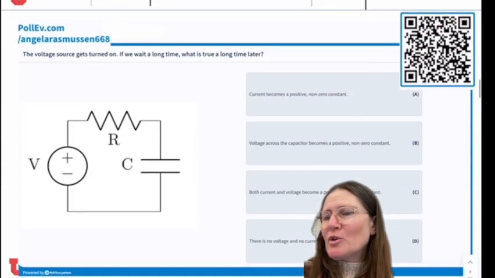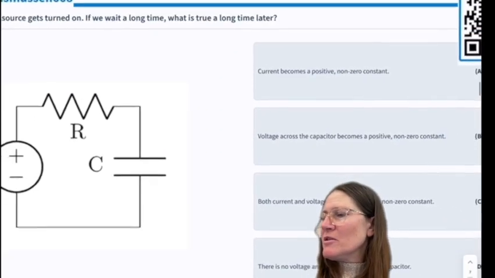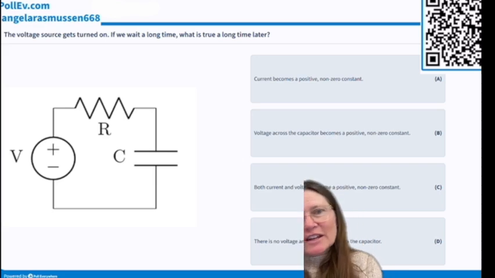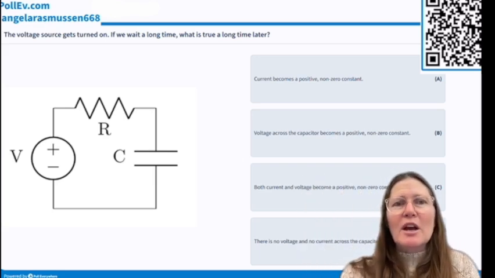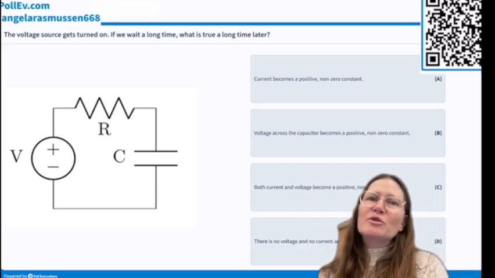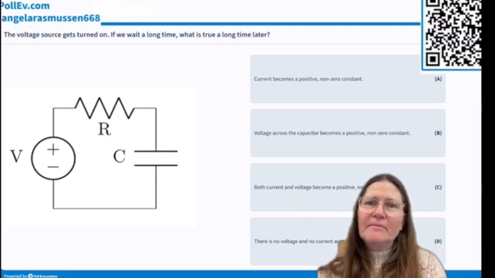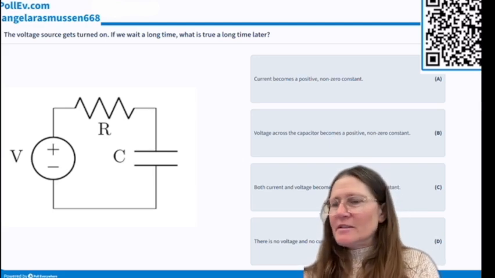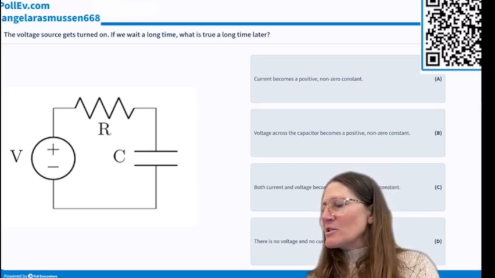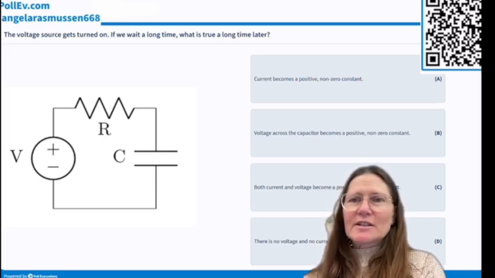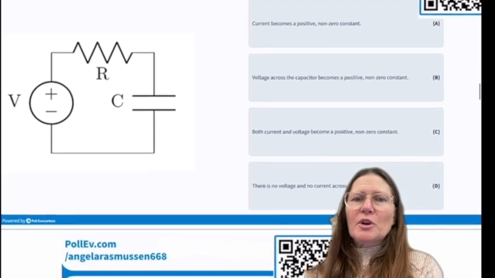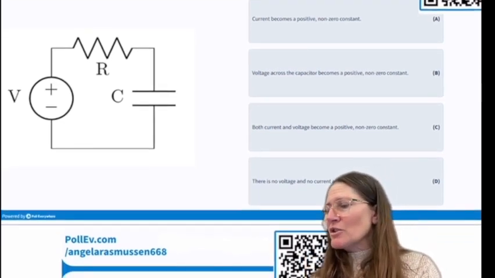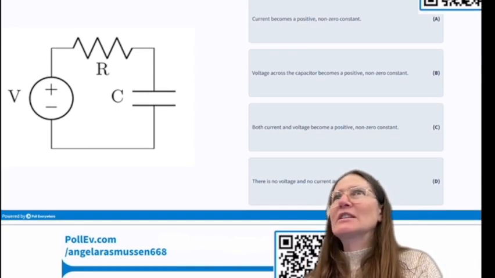Okay, so what do you guys think? The voltage source gets turned on. In this case, we now have a resistor too. If we wait a long time, what is true a long time later? A, the current becomes a positive non-zero constant. B, the voltage across the capacitor becomes a positive non-zero constant. C, both current and voltage become a positive non-zero constant. Or D, there's no voltage and no current across the capacitor.